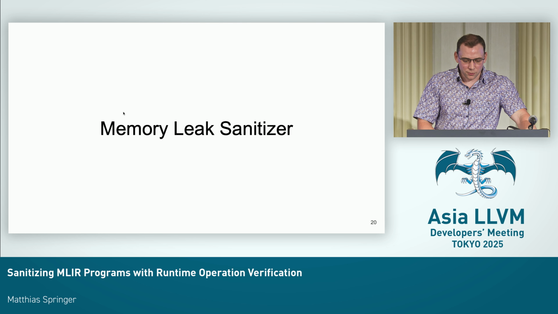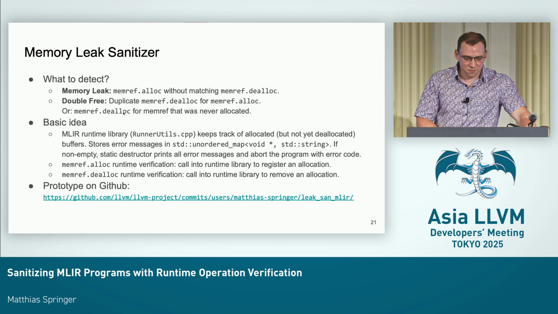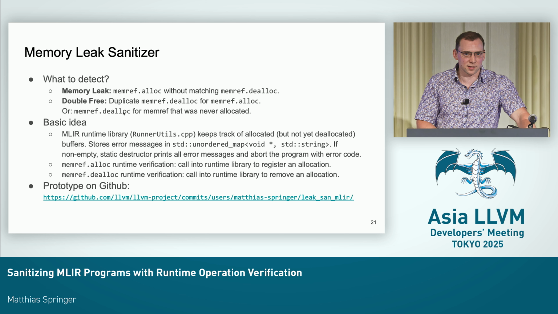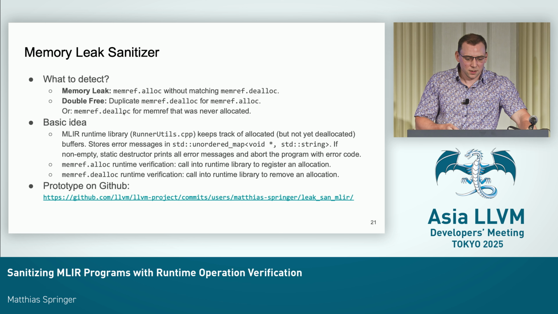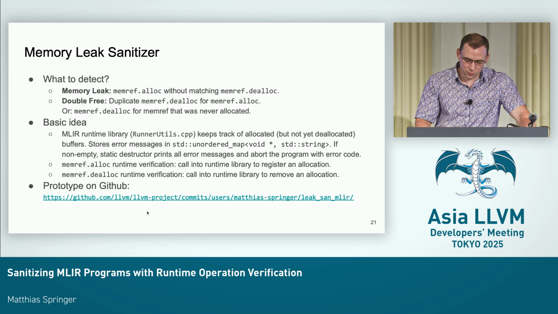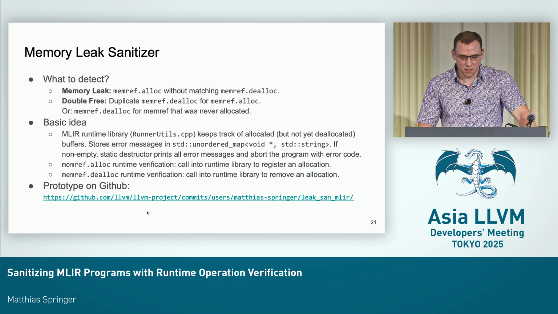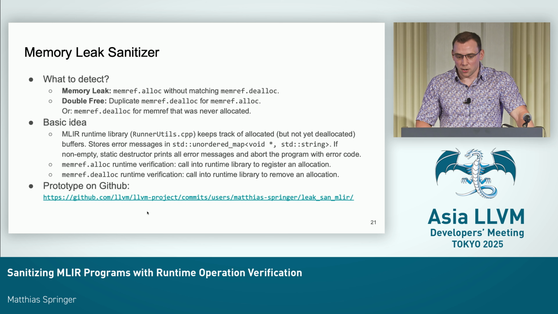So here's a kind of toy project that I built on top of runtime op verification. I used this to build a memory leak sanitizer, and I used it to fix some memory leaks in MLIR integration tests. If you're interested in that, there's a prototype on GitHub. If you find this useful, let me know. I can clean it up, and maybe we can land this in MLIR itself.